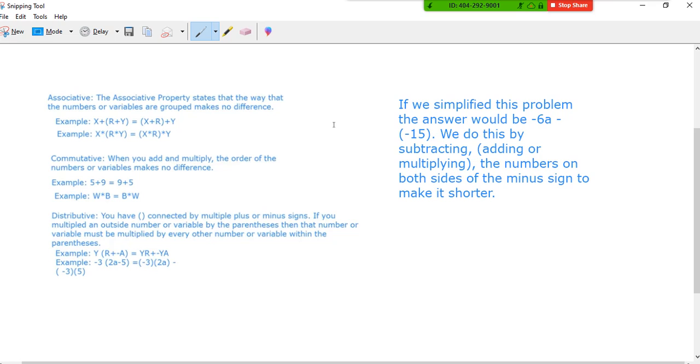minus the quantity negative 3 times 5. 3 times 5 is 15. Since we have the negative sign, we have to put negative 15. So the simplified version, once again, is negative 6a minus the quantity negative 15.